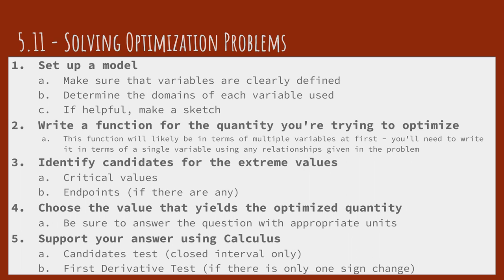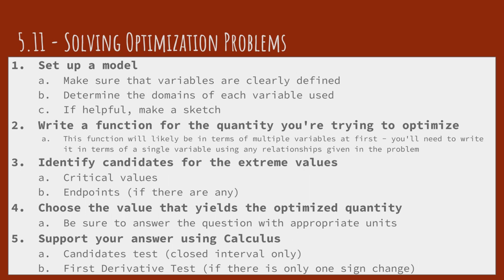We will often use the candidates test. It depends on the situation, but we want to figure out where we could have those extreme values, so where we could have a maximum or minimum. That's going to be critical values. So remember, critical values are where the derivative equals 0 or the derivative is undefined. If there are endpoints, so if there are limits to how big or how small the variable in the question could be, those are also going to be candidates for extreme values.